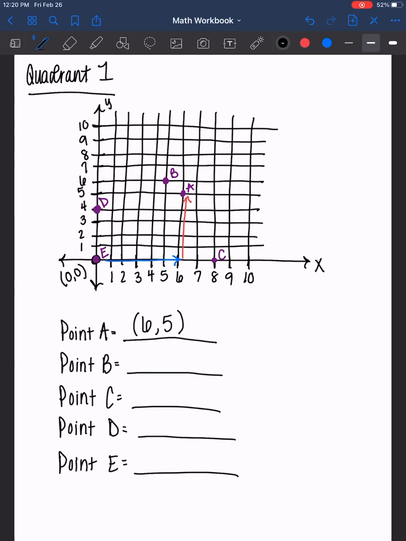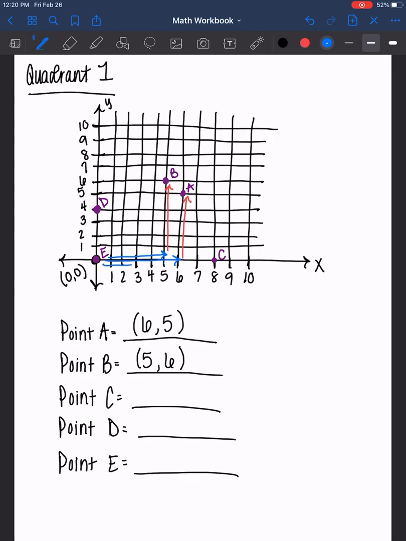Okay, so let's go ahead and try our point B. So we are going to crawl to line 5, and we're going to stand up to line 6. So our x is 5 and our y is 6. We just need to keep practicing this because it is going to get a lot easier for you guys. Don't worry. Let's keep going.